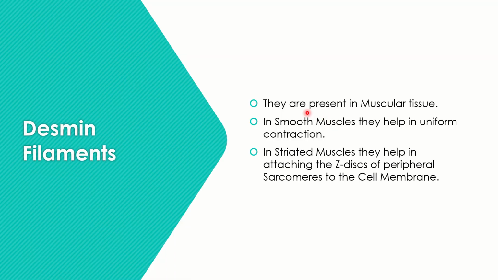Desmin filaments. They are present in muscular tissue. Okay, in smooth muscles they help in uniform contraction, and in the skeletal muscles and the cardiac muscles, which are together called the striated muscles, they help in attaching the Z discs, which are the borders of the sarcomere, to the cell membrane. Okay, in striated muscles they help in attaching the Z discs of the peripheral sarcomeres to the cell membrane.